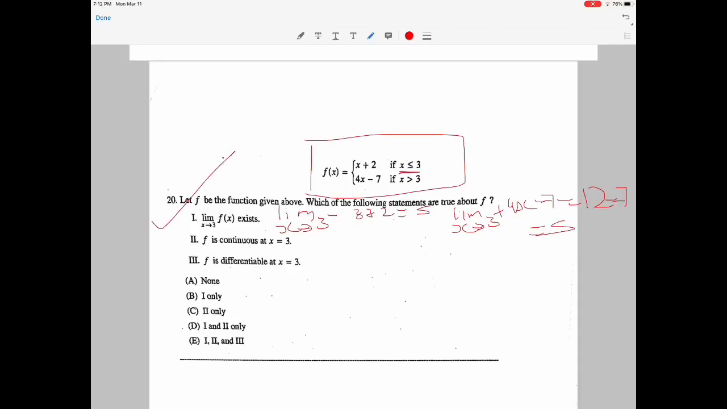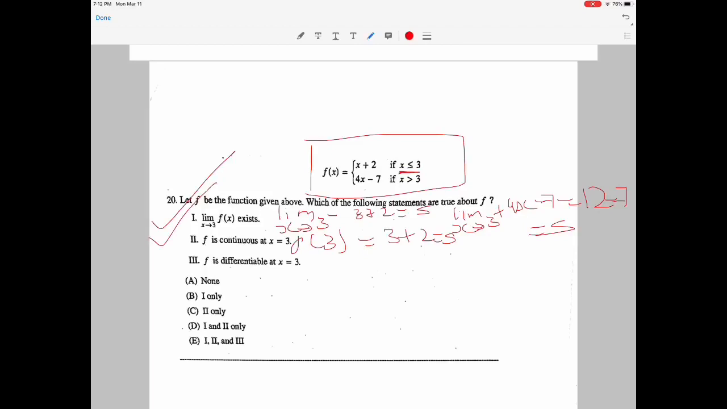So the limit exists. F is continuous at x equal to 3. So we should find out whether the limit equals f of 3. So we check f of 3 is equal to, as we can see here, it approaches 3, so 3 plus 2 equal to 5. Since the limit equals f of 3, then it is continuous.